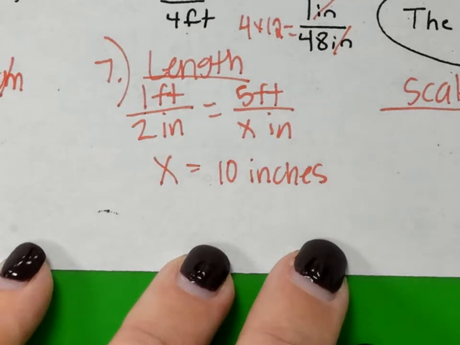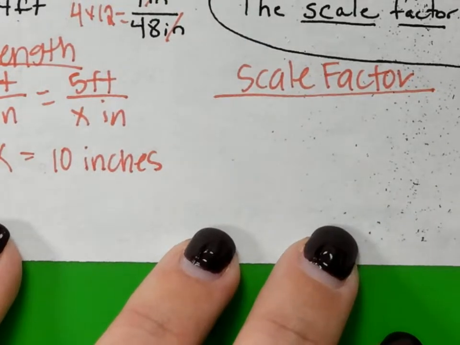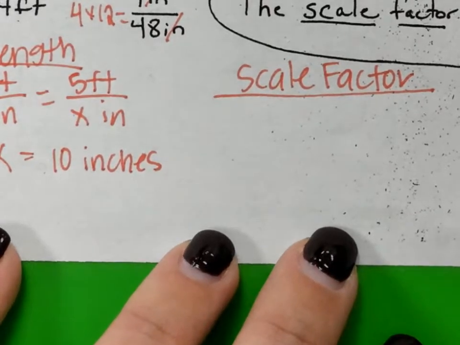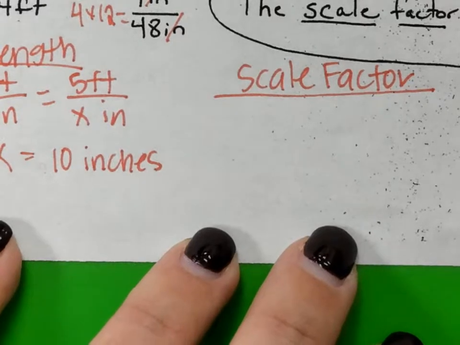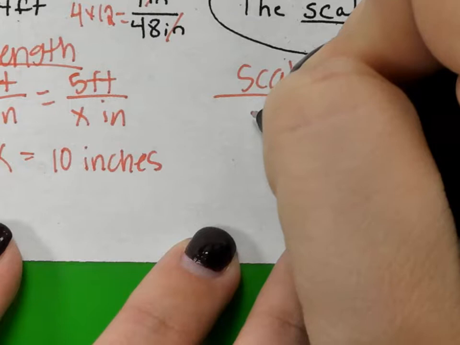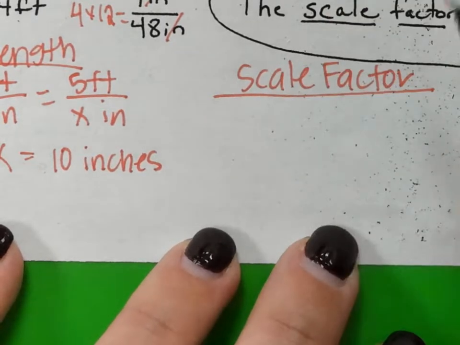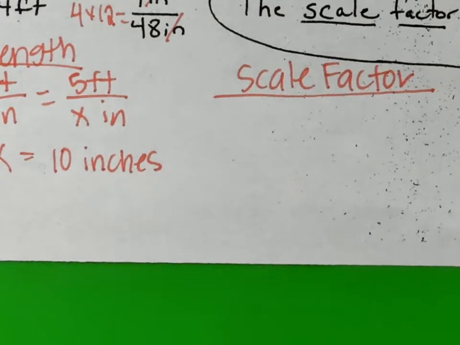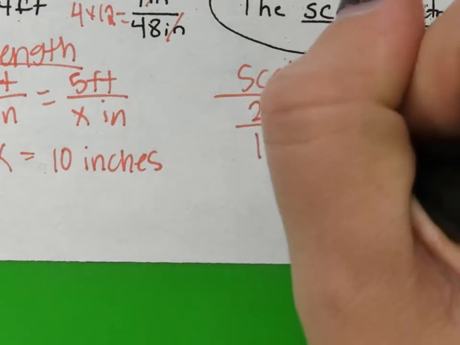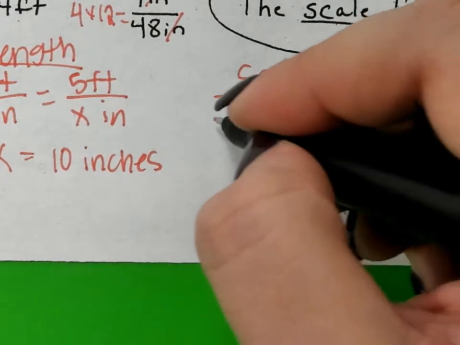So what's the first step in finding a scale factor? Make it into a ratio. Write it as a ratio. So do we want to keep feet on top or we want to switch it to the bottom? Let's switch it over to the bottom, because we want our larger unit to be on bottom. Okay. So 2 inches per 1 foot. So that was one step.